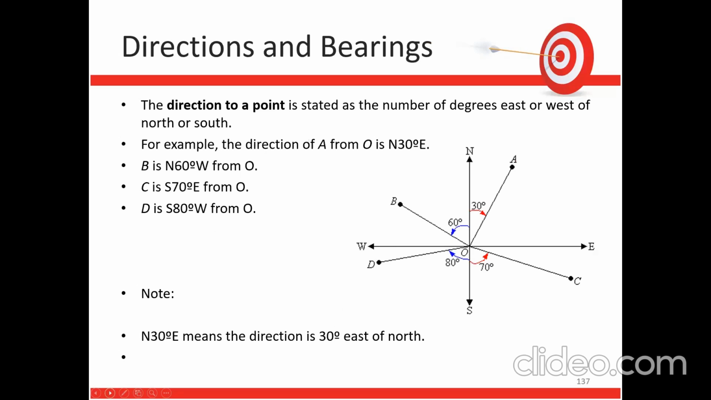Direction and bearing. The direction to a point is stated as the number of degrees east or west of north or south. For example, the direction of A from O is north 30 degrees east. Ganon din sa B, going to north 60 degrees west from O. C is south 70 degrees east. D is south 80 degrees west. So note, ito means the direction is 30 degrees east of north.